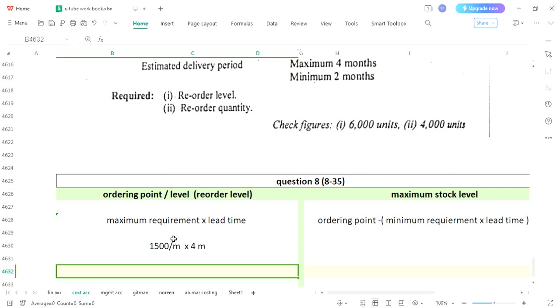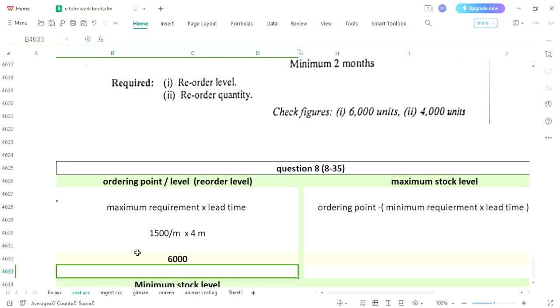Now our worry is ended because both are already synchronized. Maximum requirement is given on the basis of month, and time is also mentioned on the basis of months. So both are already synchronized. We do not need to change anything. Now we can put this statement on calculator. 1500 multiplied by 4, so we have 6000, and you can see first requirement was reorder level and first answer is 6000. It means it has been sorted out.